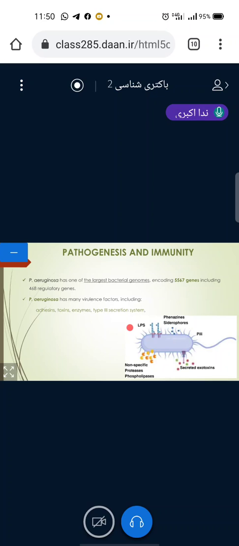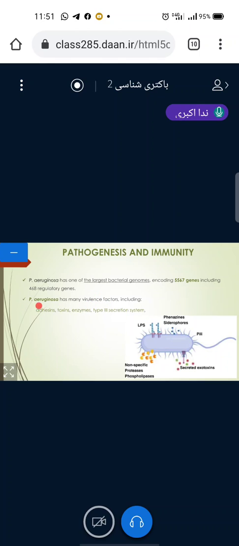You can see LPS or lipopolysaccharide. As you know, Pseudomonas aeruginosa is a gram-negative bacteria, and of course, definitely, it has LPS in its cell wall structure, and it secretes some exotoxins, some enzymes. You can see here some enzymes, protease, phospholipase, some siderophores for capturing or binding to iron. And we can consider these factors as virulence factors.